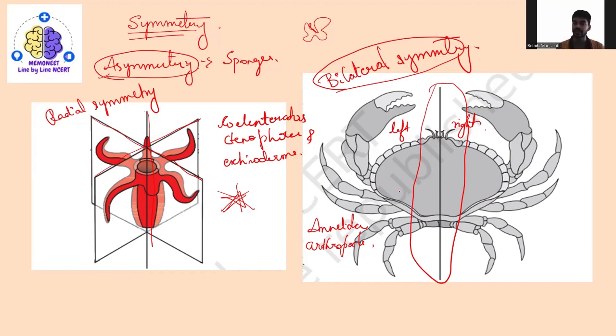So this kind of symmetry has been exhibited. Which animals exhibit this? They come under bilateral symmetry. You cannot pass a plane in the middle or from here and get a similar half of the organism. Only when one plane is passed through the center will you get two halves, one left and one right. The animals which exhibit this kind of symmetry come under bilateral symmetry. I hope you are clear with bilateral symmetry now.